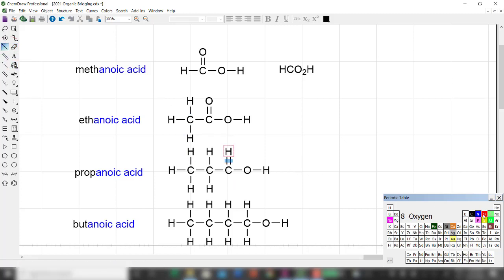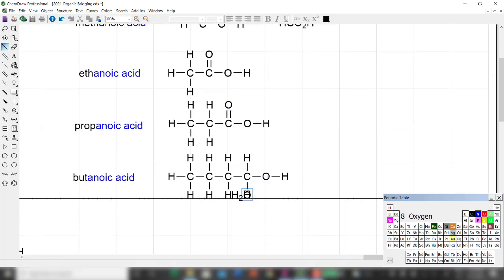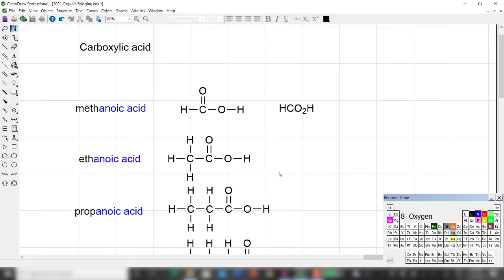Then next will be propanoic acid, and finally we have butanoic acid. So is it possible to have isomers? Yes, same thing. If we replace this CH3 with the H here, so we swap position, you get an isomer. But I'm not going to attempt to draw them out now because it's not necessary. So these are the carboxylic acids.